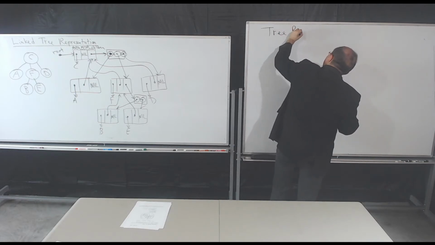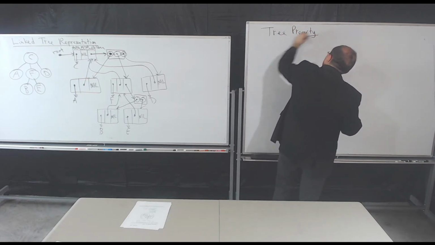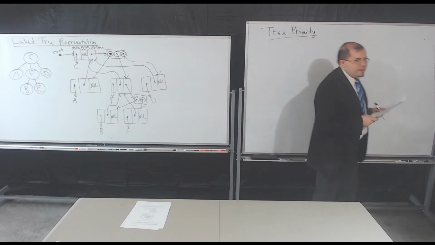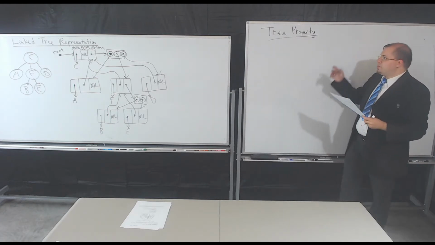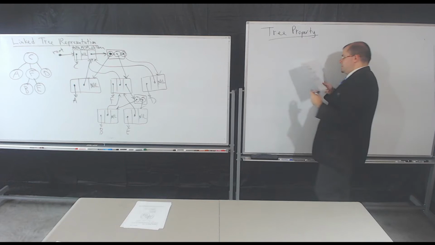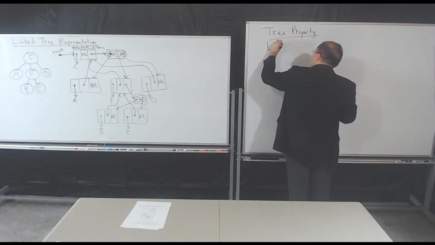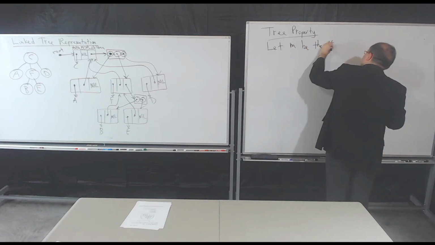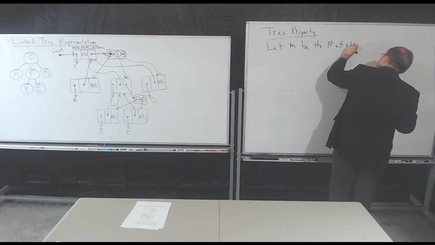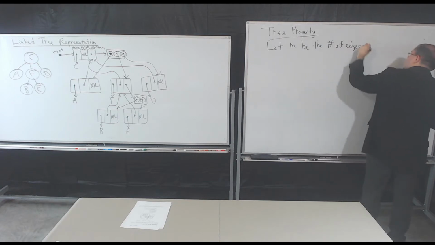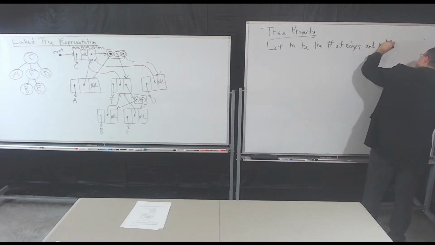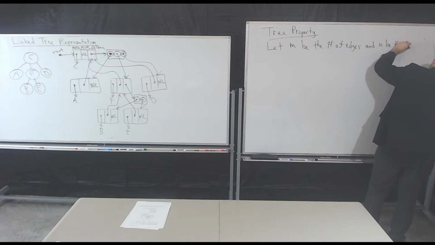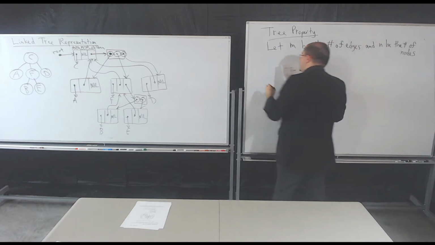So this is going to be a fundamental tree property that I promise you is going to save your butt many, many times if you're proving things on trees. So I'm going to let M be the number of edges and N be the number of nodes. So M and N. M is going to be the number of edges, N is the number of nodes.